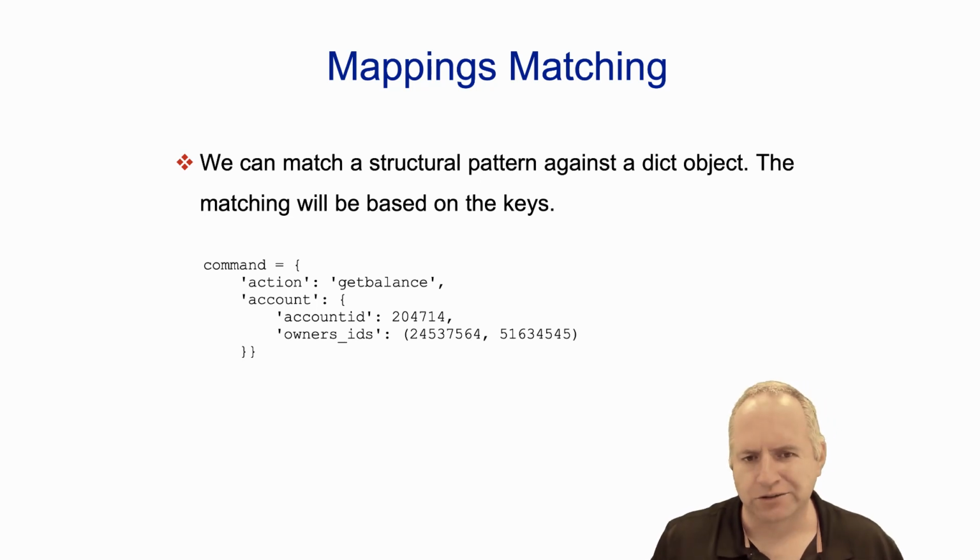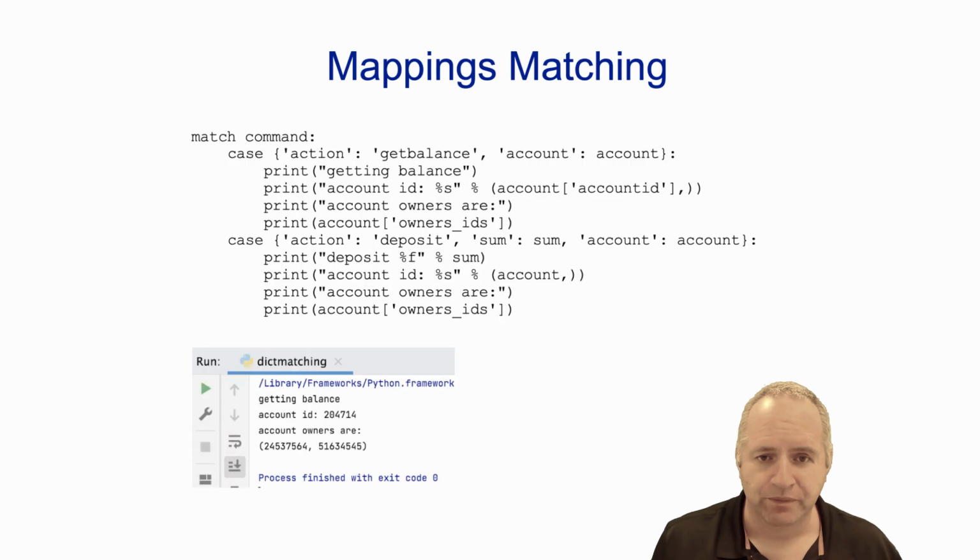We can match a structural pattern against a dict object. The matching will be based on the keys. Let's take a look at this code sample. We have the variable command that holds a reference for a dict object with two keys, action and account.